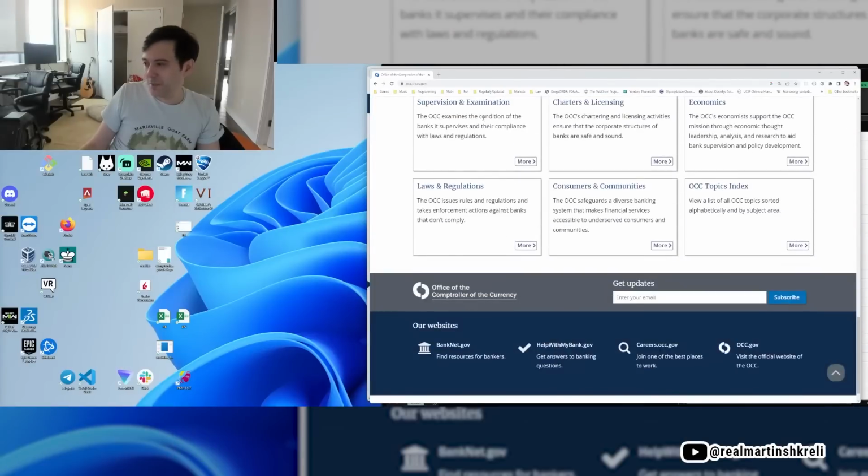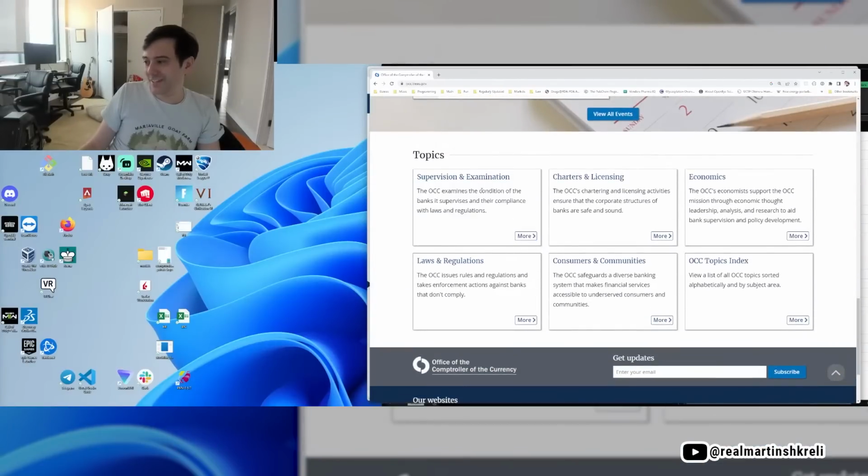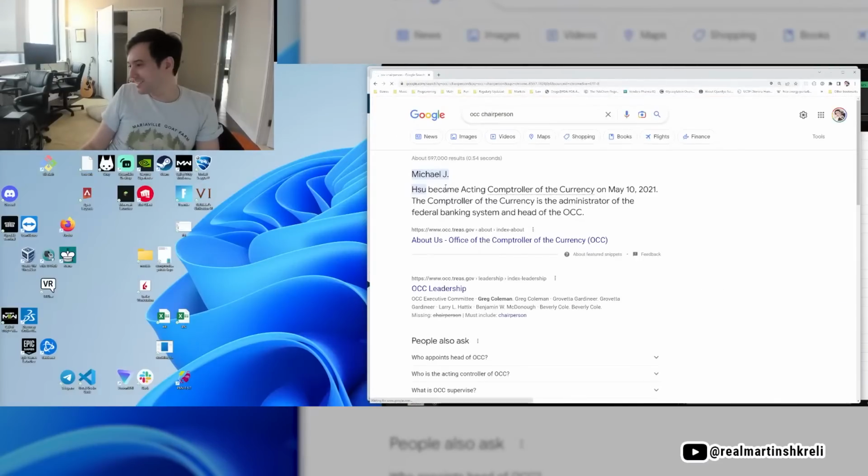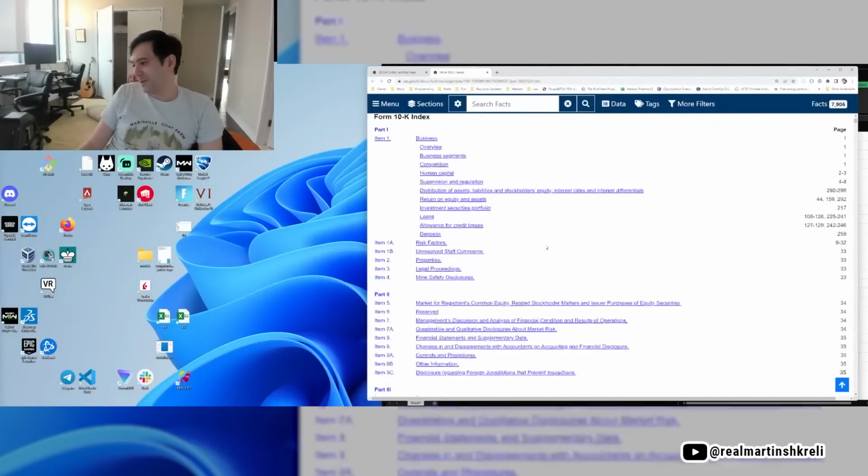So I haven't heard many people talking about the OCC. But let me see here. It says here, the OCC examines the condition of the banks it supervises and their compliance with laws and regulations. Let's see, who is the OCC chairperson? Michael J. Hsu. Yes. In any event, let's keep going with this 10K.